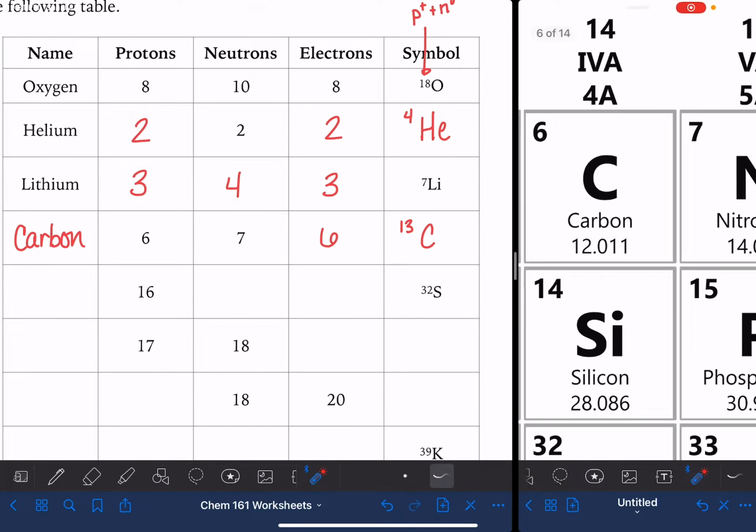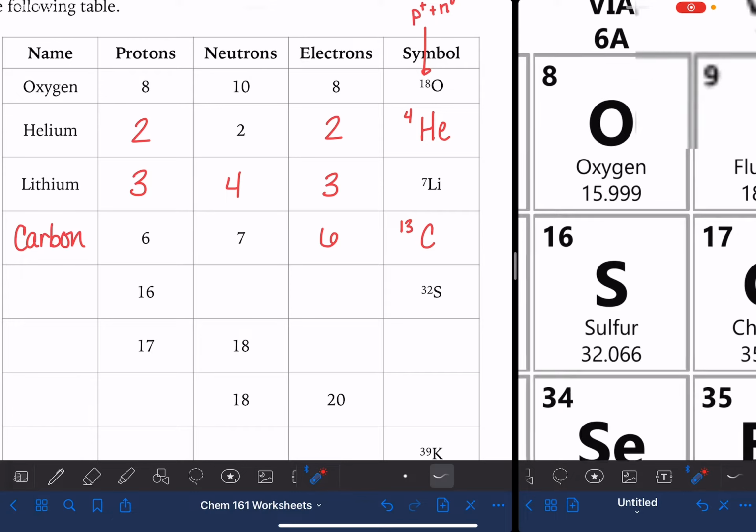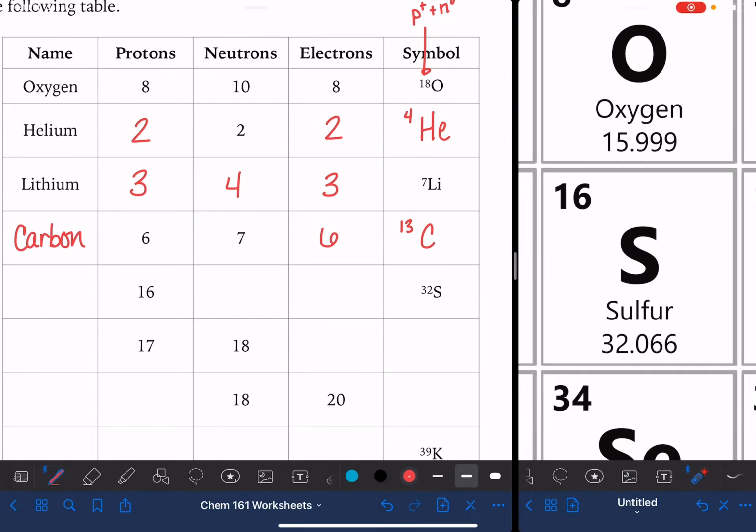Now for this next example, we can see that it is the symbol S, and it has 16 protons. So we can find that element right here. The periodic table tells us it is sulfur. Remember that the number of protons is equal to the number of electrons, and this mass number is protons plus neutrons. So that means it has 16 neutrons. 16 plus 16 is 32.